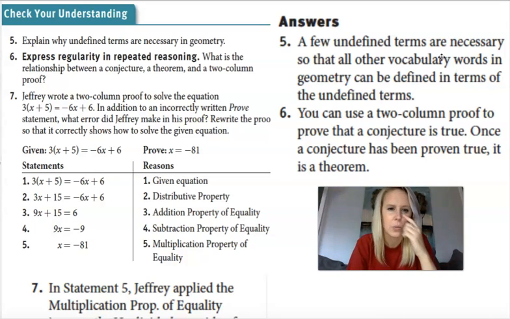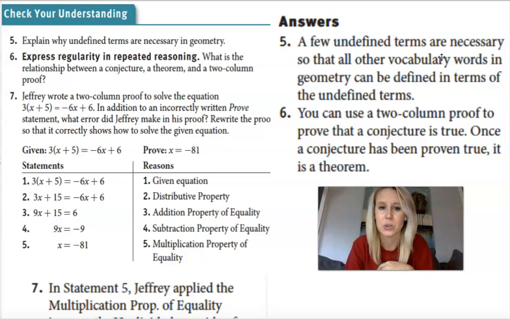Number 6, what's the relationship between a conjecture, a theorem, and a 2-column proof? So this one was probably tricky. So you use a 2-column proof to prove that a conjecture is true. So a conjecture is a fancy word for a guess. Okay, you think it's true, but then you use a 2-column proof to prove it's true, and you know it's true. And then if it's proven true, it's a theorem.